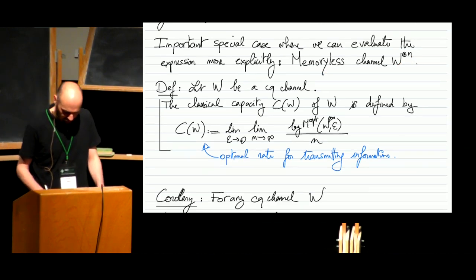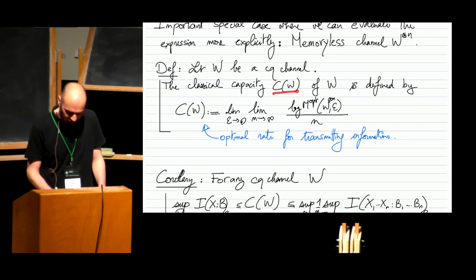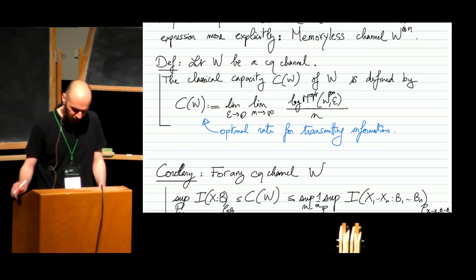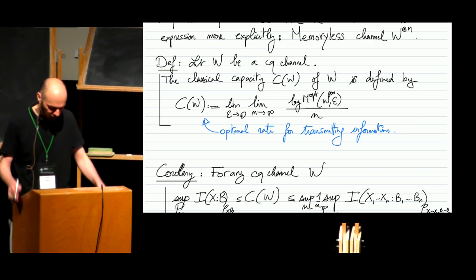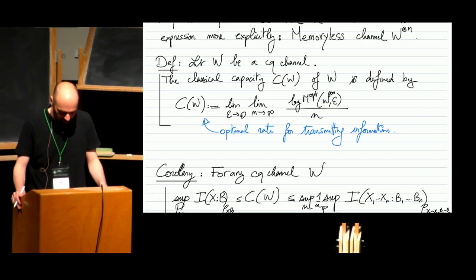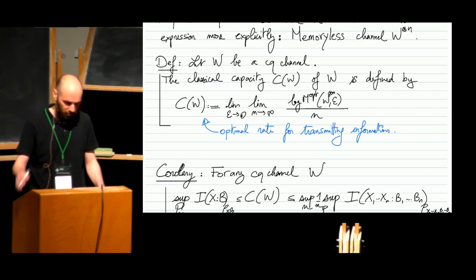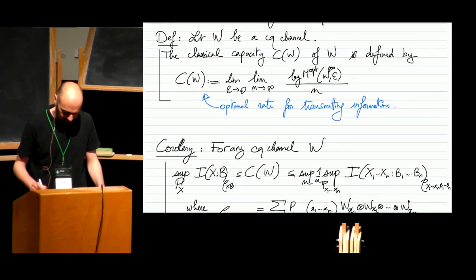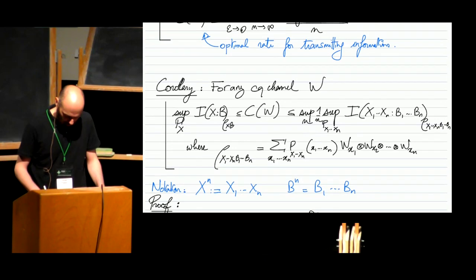So for that, as I said before, we'll define the classical capacity. The capacity of a channel W is defined as follows. I take the limit as n goes to infinity of log of the number of messages, and then I take the limit as epsilon goes to 0. Again, you should interpret this as the optimal rate for transmitting information over the channel W.